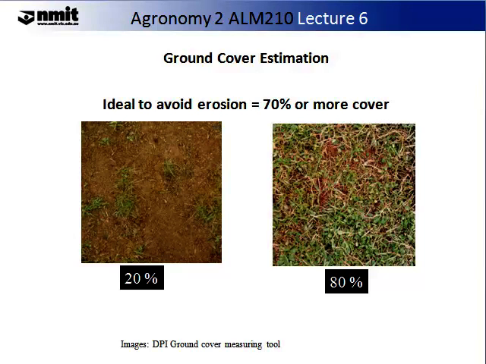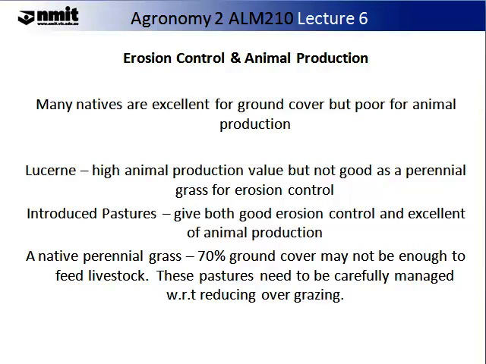The image on the left-hand side of your slide is of a ground cover representing 20%, while the image on the right-hand side represents 80% ground cover. These images were sourced from the DPI ground cover measuring tool, which can be found on the web and on Moodle. There is always a balance between erosion control and animal production. The more animals you have on your pastures or crops, the more erosion will occur from the structural damage that occurs.